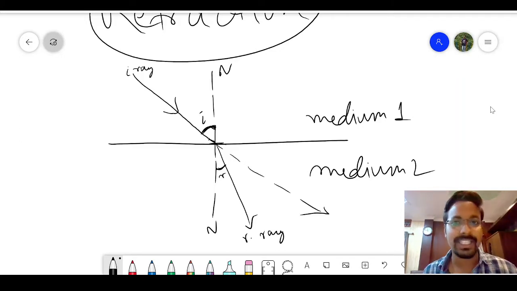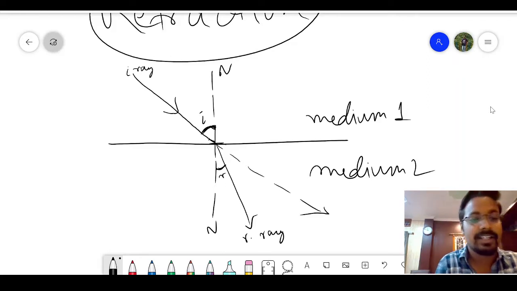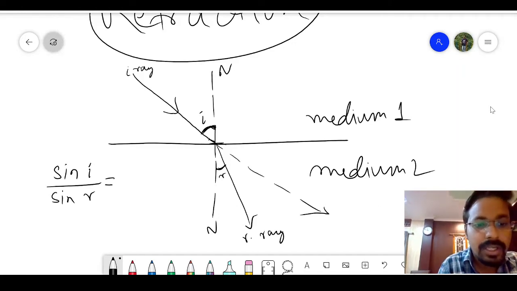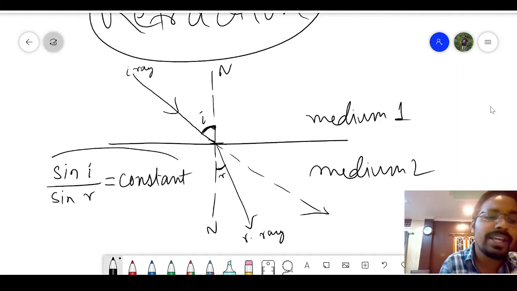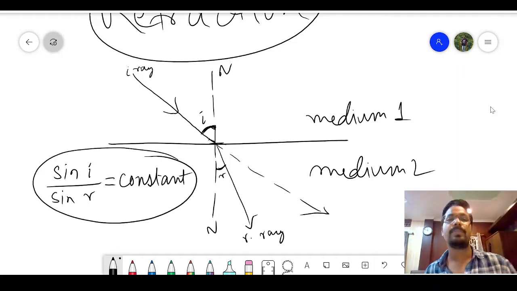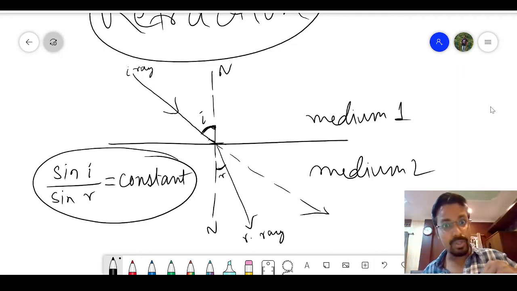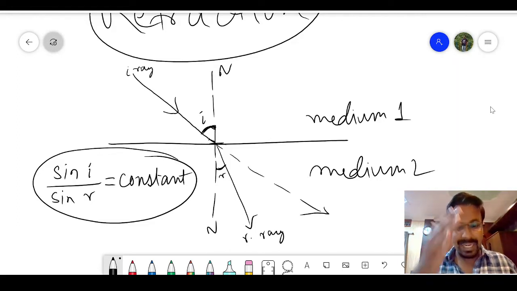The second law states that if you find the ratio of the sine of the angle of incidence to the sine of the angle of refraction, that means sine of incidence by sine of refraction, this will always be a constant value for a given pair of media. Suppose between air and water, as I have shown you in the bucket, you are in the air, the stick goes inside into the water. So the interface is between air and water, air on top, water at the bottom.